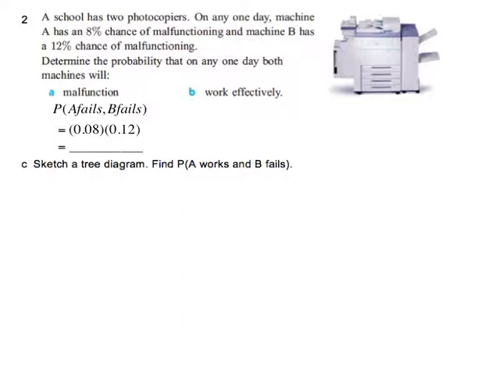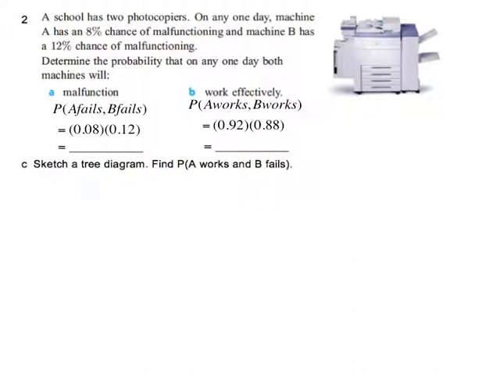Go for it. In part B, you're looking for both working effectively. So if A fails 8% of the time, it must succeed or work 92% of the time. So A works, B works would be 0.92 times 0.88. It's just the complement of the failing percent. So 92%, 88%, you multiply those, and again, you're going to get some number which you have to figure out.